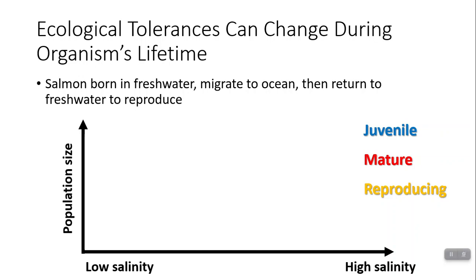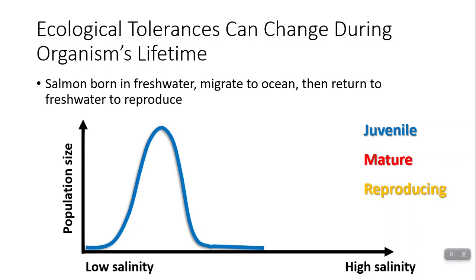Now, not only do we have differences in tolerances between individual organisms, but an organism's tolerance can actually change during its lifetime. I don't know how much you know about salmon, but salmon are a little weird. Most fish tend to be either freshwater or saltwater. They either live in rivers and streams and lakes or they live in the ocean. Salmon do something weird. They are born in freshwater, in rivers and streams. Once they grow up, they migrate to the ocean and live in salt water. And then, when they become sexually mature, they move back to the freshwater streams, usually the ones they were born in, to reproduce.